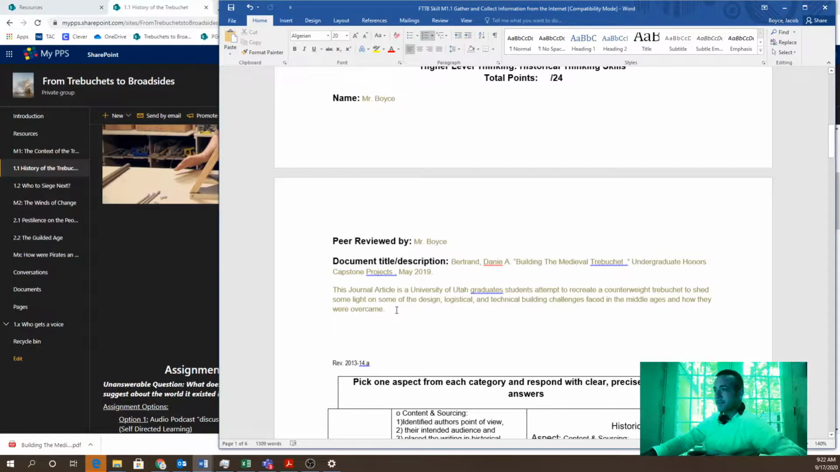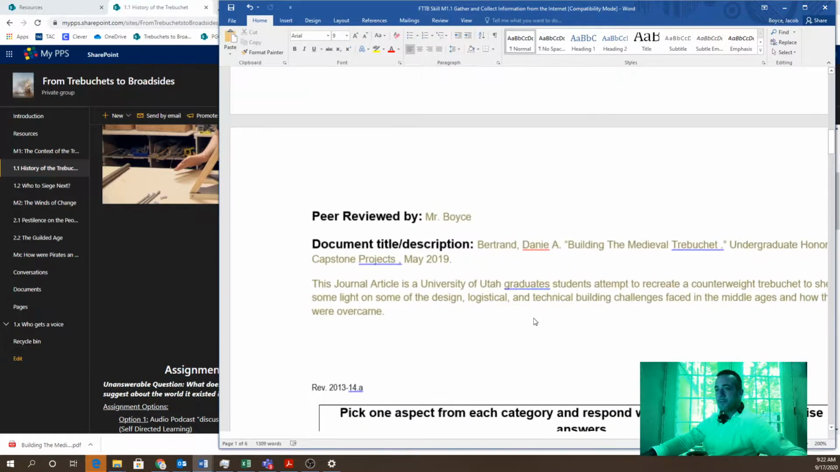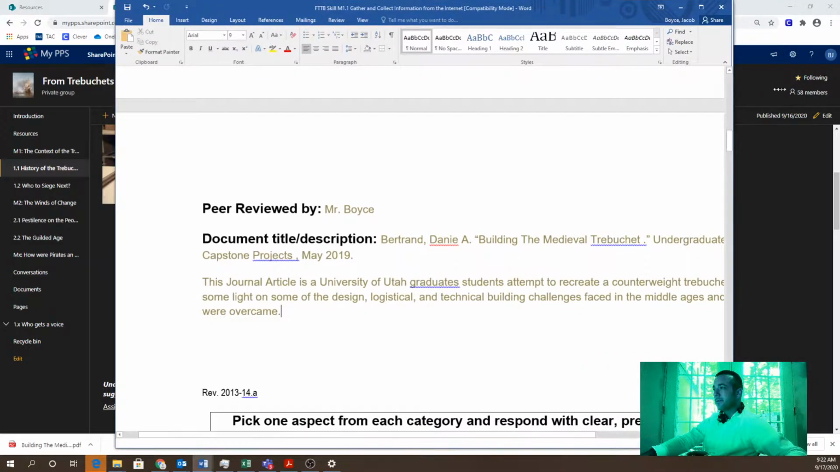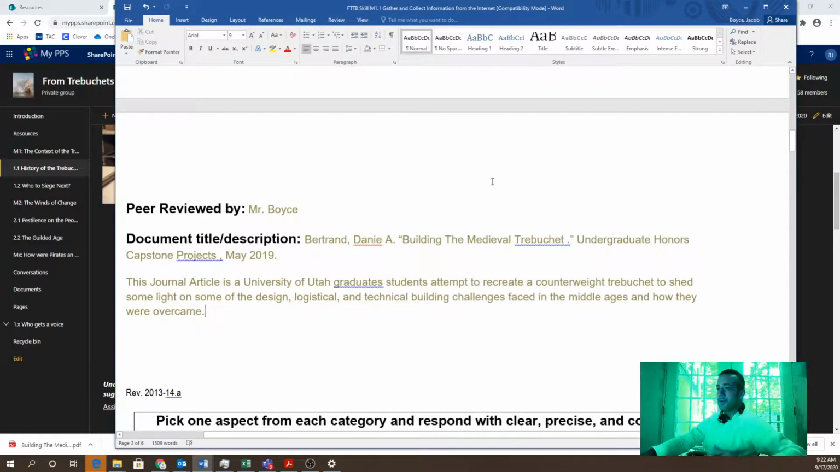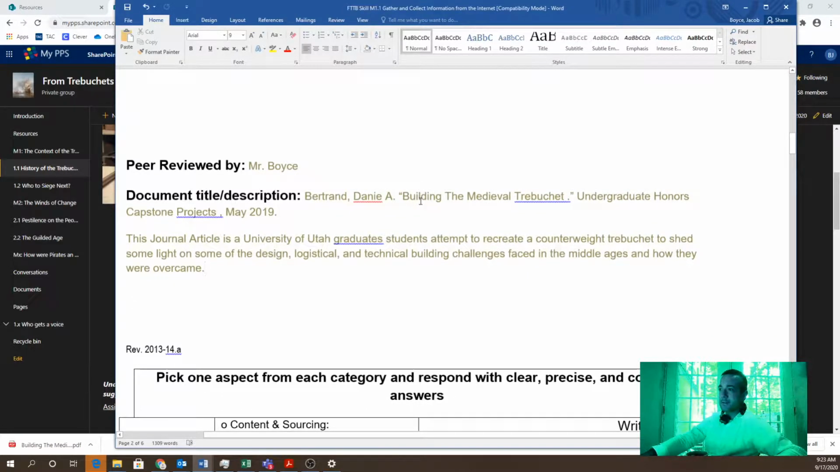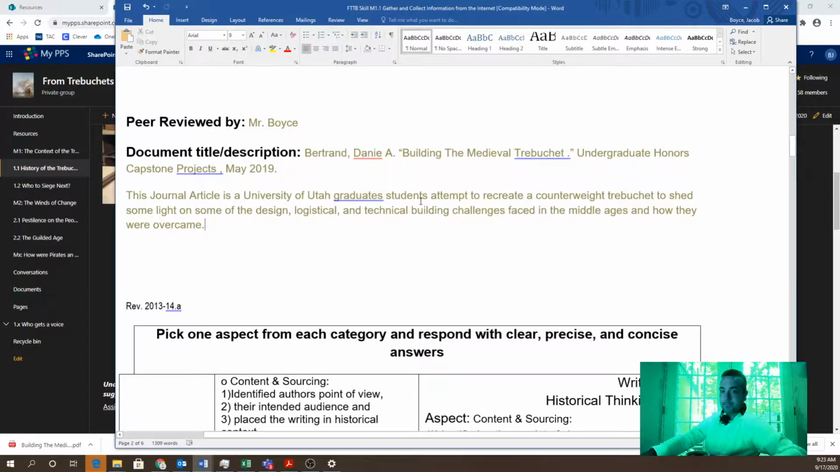I said, this is a University of Utah student's attempt to basically build a counterweight trebuchet, just to shed some light on some of the design, logistical, and technical building challenges that were faced in the Middle Ages.